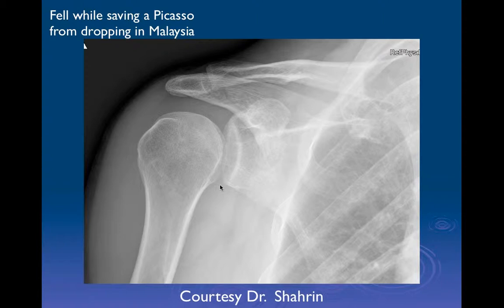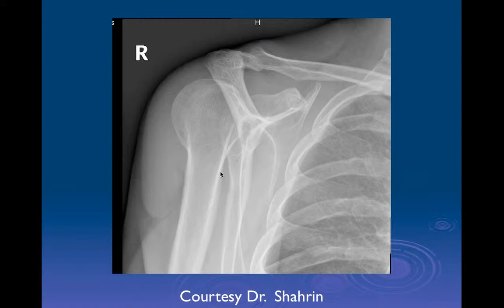So this is a patient who fell. Little history there, trying to save a Picasso from dropping in Malaysia. And there we can see the x-ray. Let's see. Sean, what do you think of this case? A single view. It looks like there's overlapping of the glenohumeral joint. So you're wondering, especially since we're talking about those locations, if there'd be a posterior dislocation.